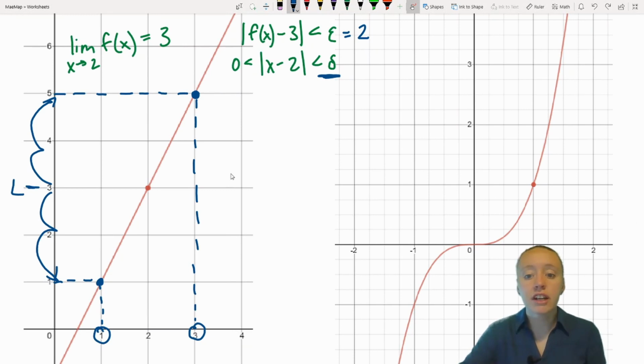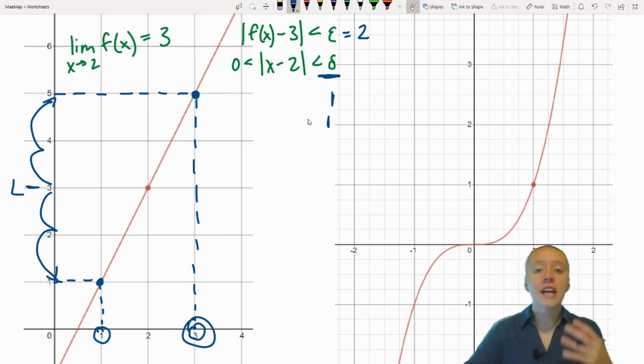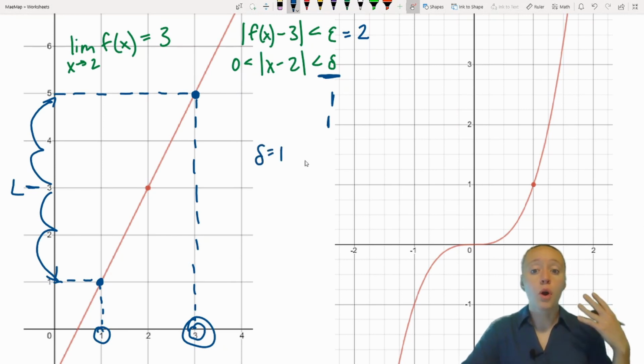So you can see that if I took my x value of 3 and subtracted 2, I would get 1 for delta. Or if I took my x value of 1 and subtracted 2, I would get -1. The absolute value of -1 is a positive 1. I would still get 1. So when I have an epsilon value equal to 2, then my delta value is going to equal 1.